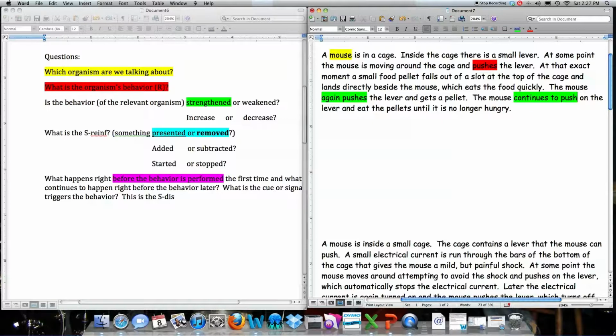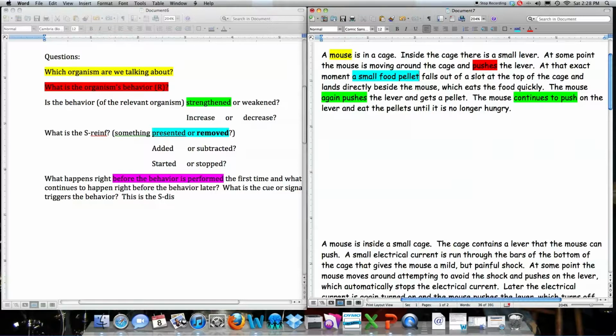So what do you think we have here? What happens immediately after the behavior of pushing? Well, a small food pellet. That's our reinforcement. And since this is something that's being added right after the behavior, this is positive reinforcement. There was no food pellet before the behavior, but now after the behavior, something is being presented, added, or started. And that's our food pellet.